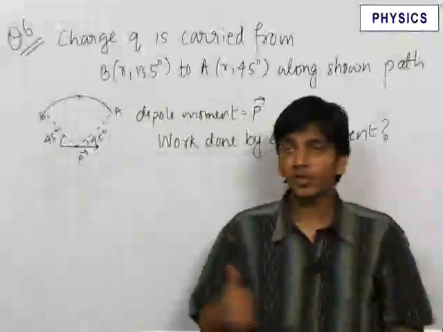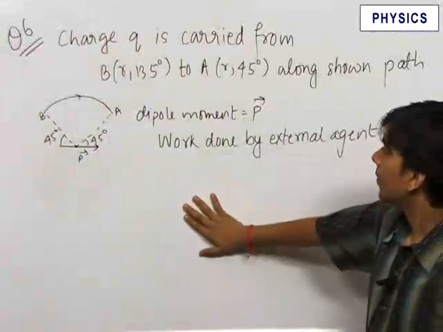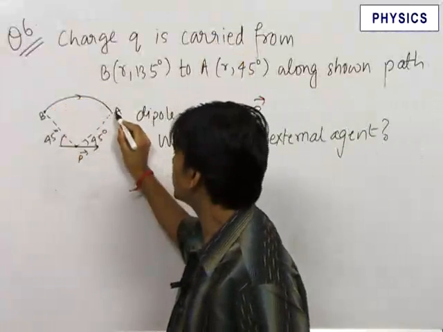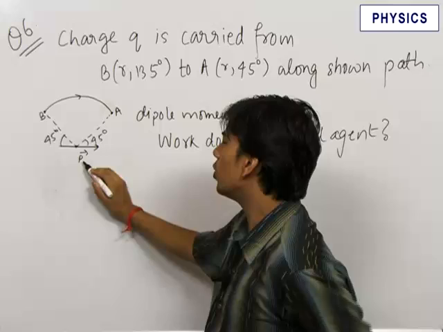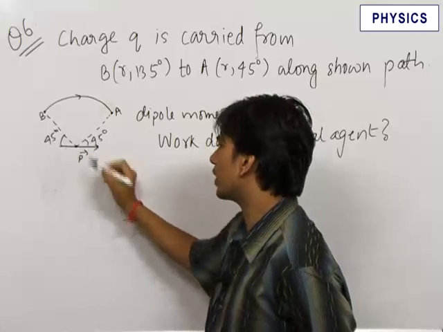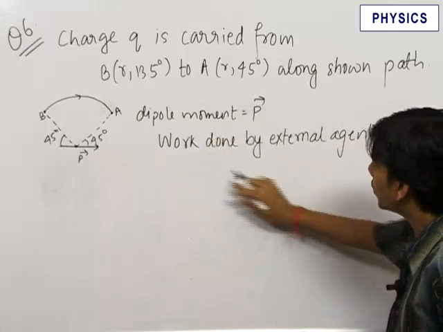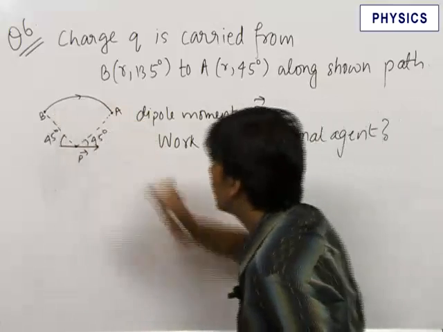So the next question that we have is a very interesting question. We have a charge Q which is being carried from this point B to this point A. There is a dipole moment P vector which is kept over here. This is horizontal. Now we need to find out the work done by external agent in this process.